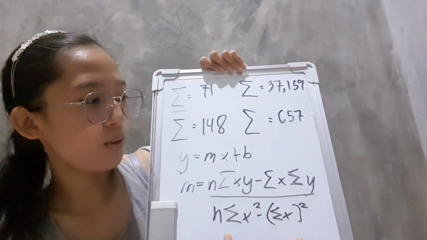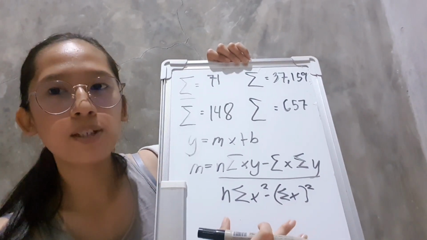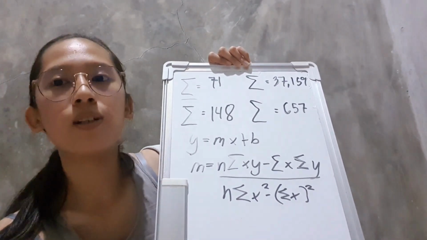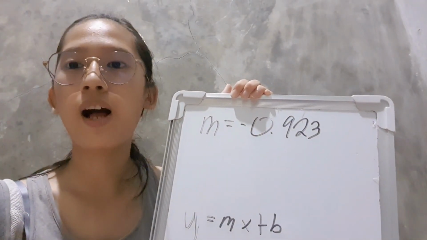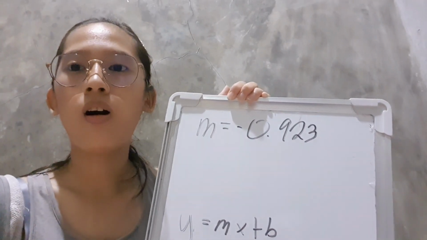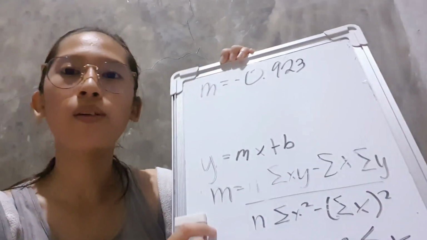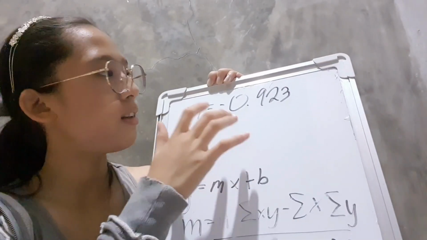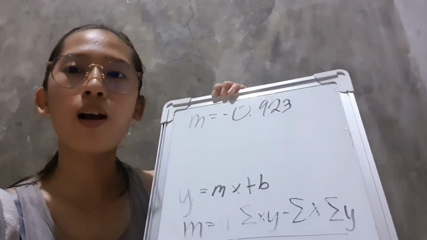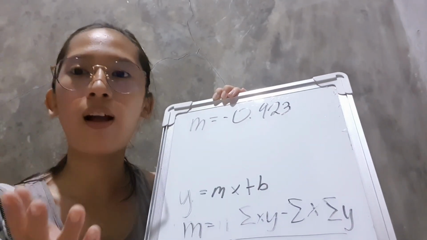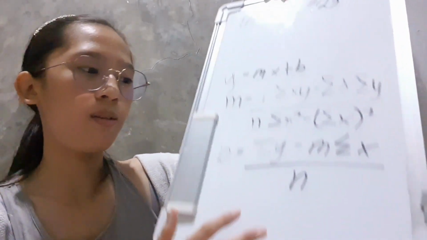So we're going to use this formula. I'm just going to input it real quick, and then I'm going to solve it. After substituting the values into the formula for the slope, I have found that the slope is approximately negative 0.923.